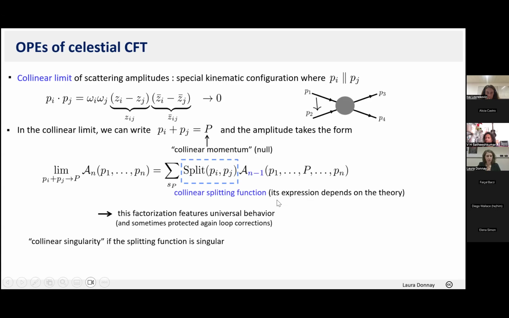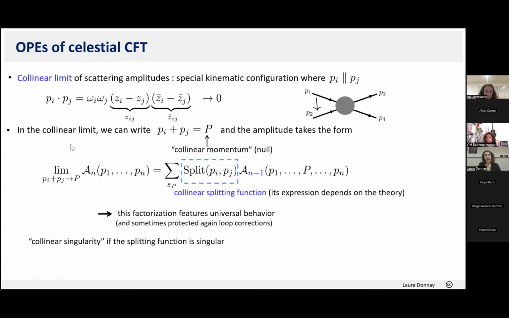And there is this splitting function here, it's called the collinear splitting function, whose expression, of course, depends on which theory you're working on. This is a very generic formula here. And the sum runs over the quantum numbers of the particle big P. And again, what the quantum numbers of this particle P are depends on which particles you take collinear in the first place, okay? So this is a very generic expression.